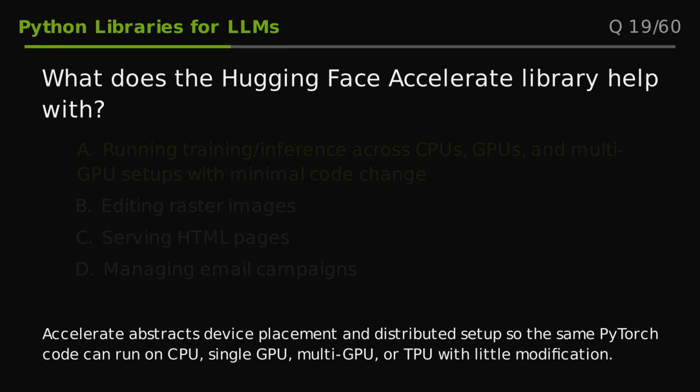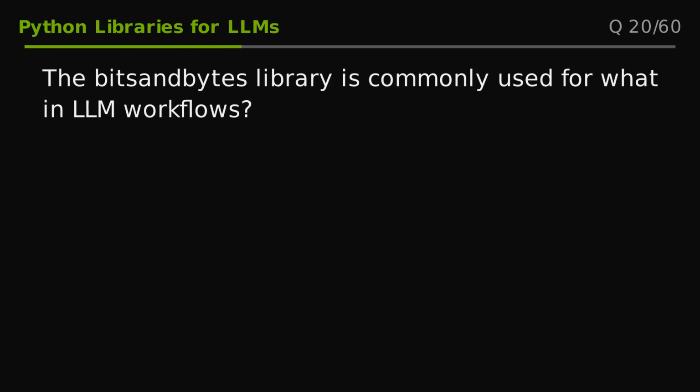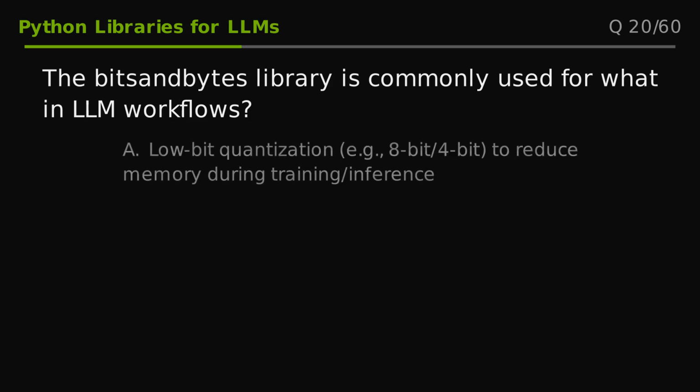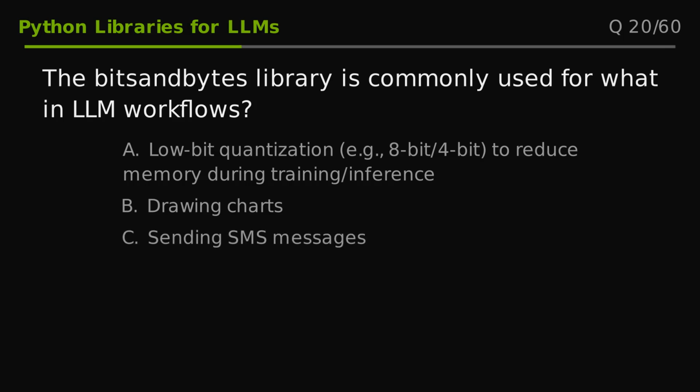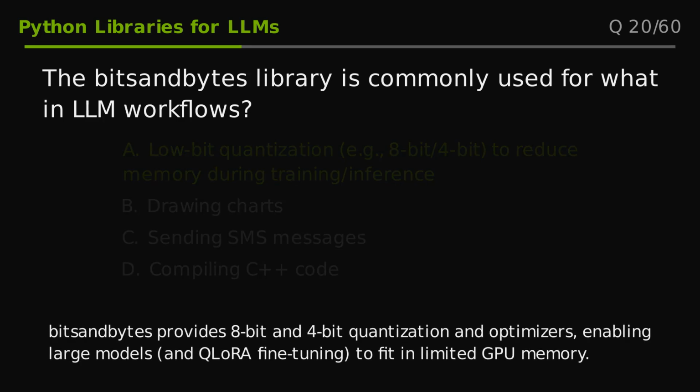Accelerate abstracts device placement and distributed setup so the same PyTorch code can run on a single GPU, multi-GPU, or TPU with little modification. Question 20. The bitsandbytes library is commonly used for what in LLM workflows? Option A, low-bit quantization, for example 8-bit or 4-bit, to reduce memory during training or inference. Option B, growing cards. Option C, blending wave messages. Option D, compiling C++ code. The correct answer is A. Bitsandbytes provides 8-bit and 4-bit quantization and optimizers, enabling large models and fine-tuning to fit in limited GPU memory.